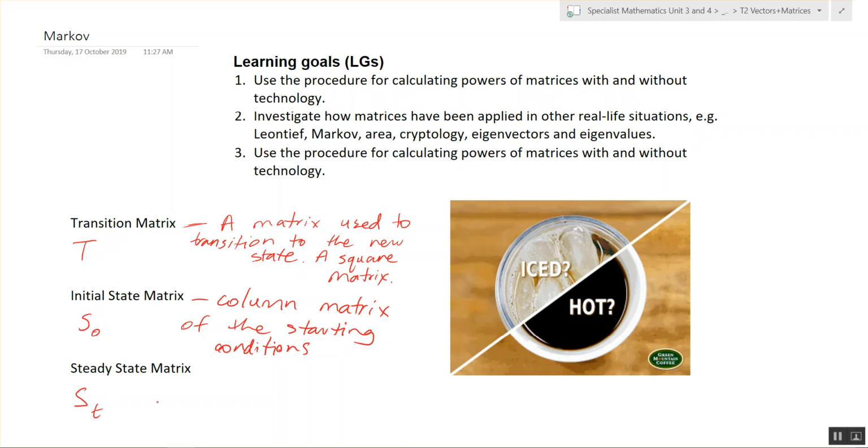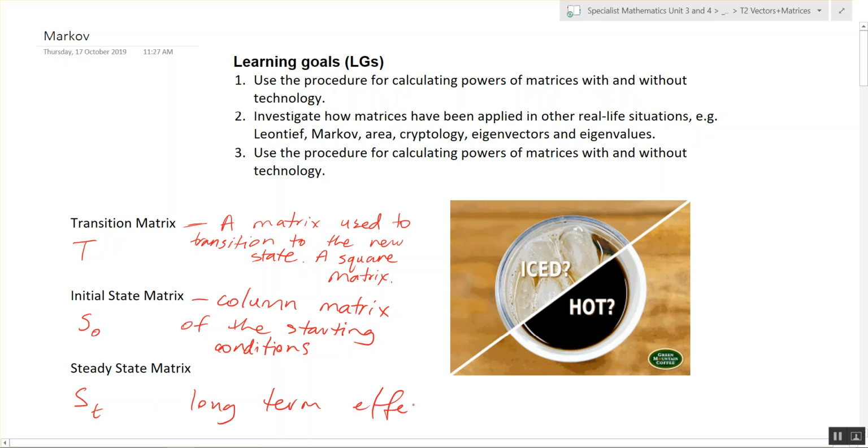So it starts at like a 20%, 80% split. After a couple of months, it'll fluctuate until slowly it gets to a steady state. And that's when we have the steady state matrix, or sometimes it's called the long-term effect.